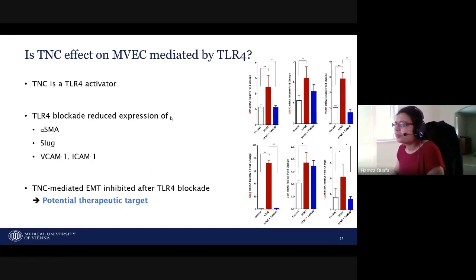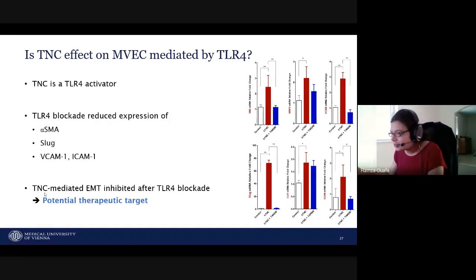So we wanted to blockade TLR4 to see if it would prevent the EMT, and indeed it did. So we had a downregulation, a reduced expression of alpha-SMA, SLUG, and these two new players, which are inflammatory markers and are also considered as markers of EMT. So it was really interesting to see that Tenascin-C mediated EMT was using TLR4 actually to do its job. So these two, TLR4 and Tenascin-C, could represent a potential therapeutic target for the future.